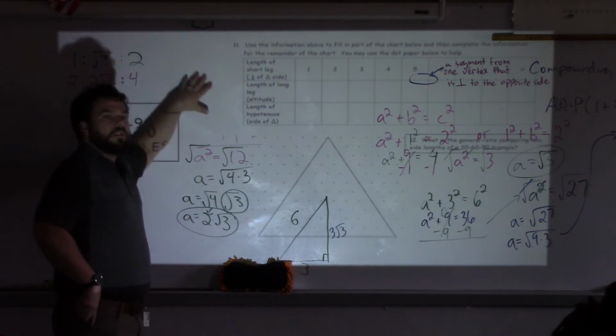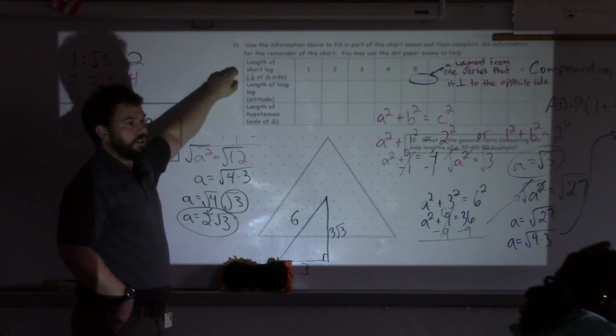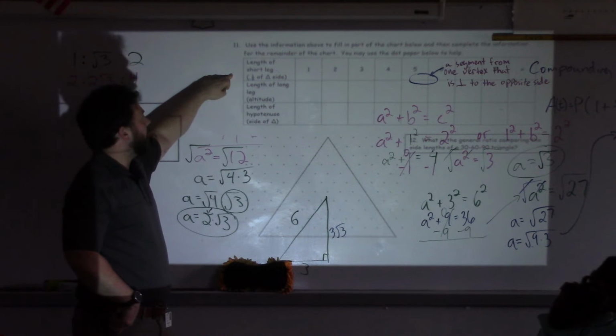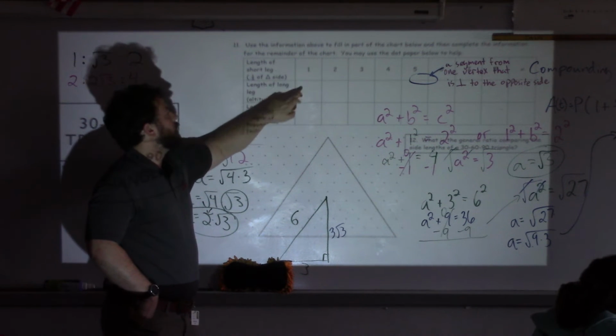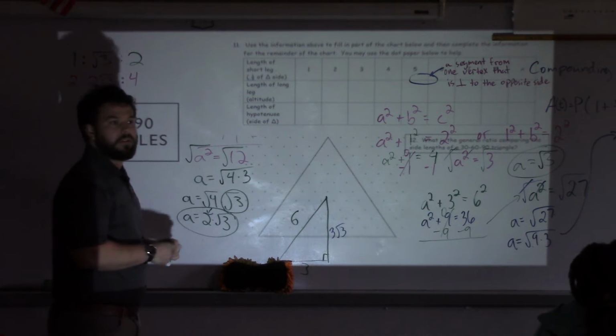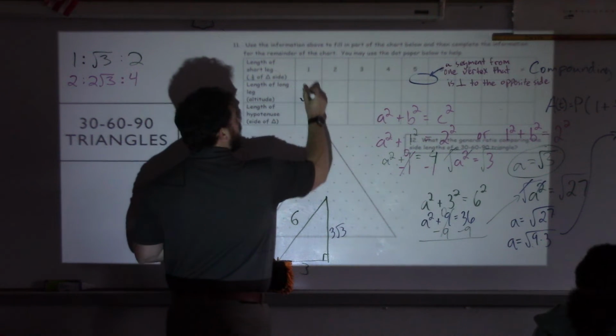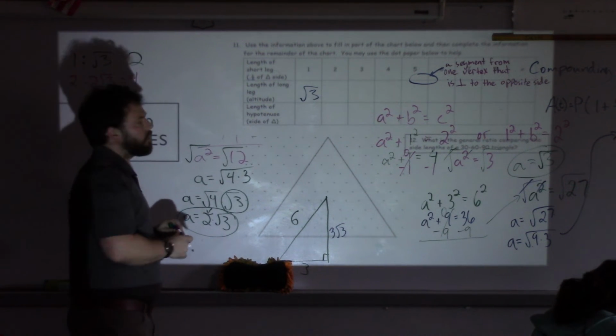Y'all, up here. So when the length of the short leg, that was number 7, I think, or number 8, when the length of the short leg, which was half of the triangle side, was 1, what was the length of the long leg, the altitude? The square root of 3. And what was the length of the hypotenuse, the side of the whole triangle? 2.